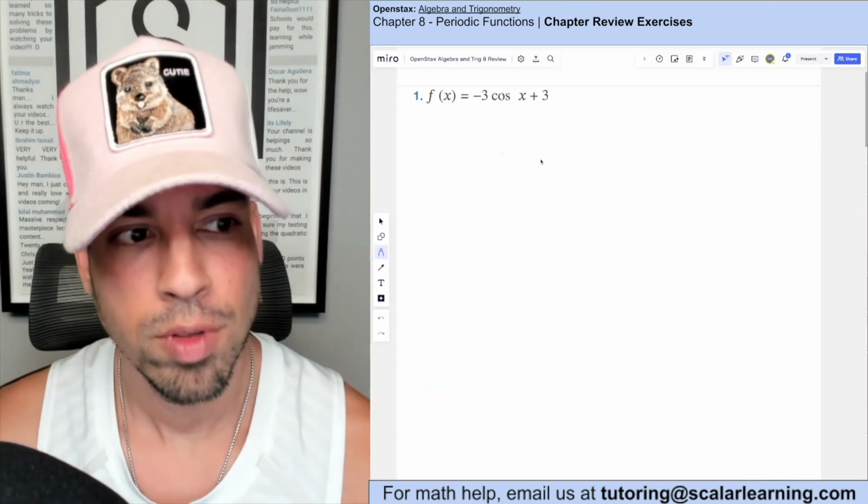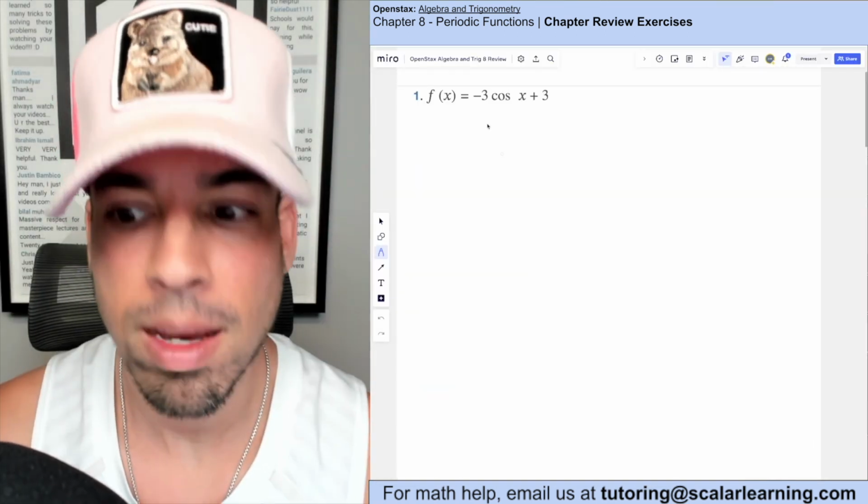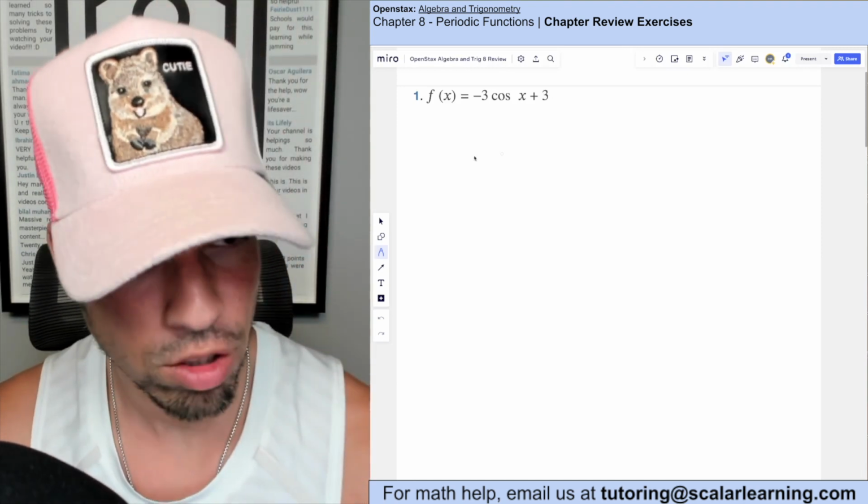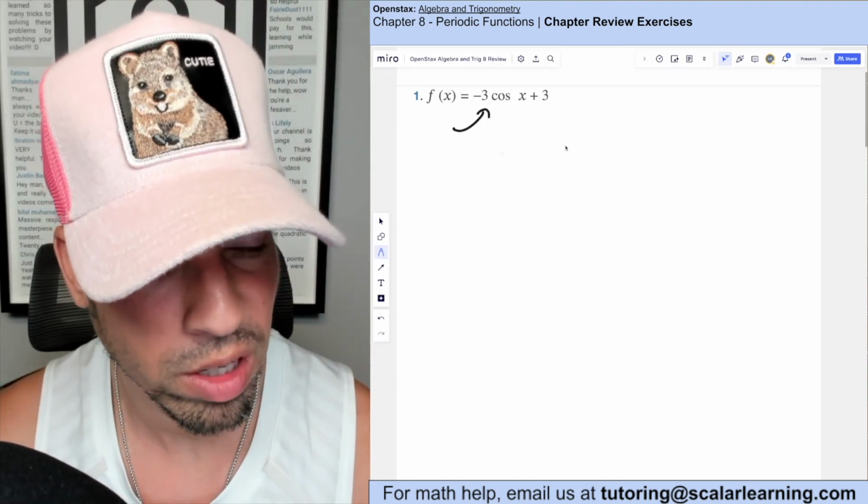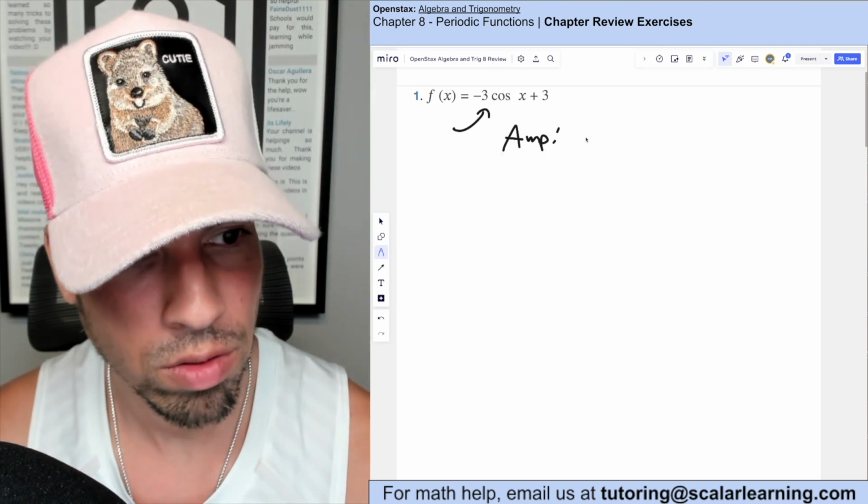Let's do it. So for this question, we're meant to find the amplitude, period, and midline. So let's do that first. So the amplitude is this number in front. So the amplitude is, of course, 3.